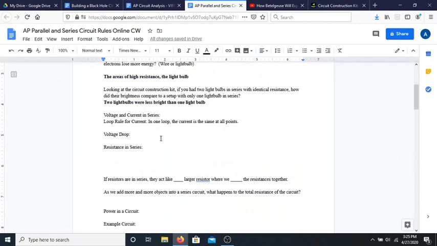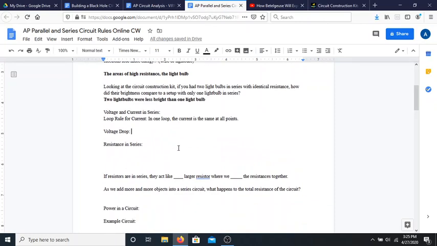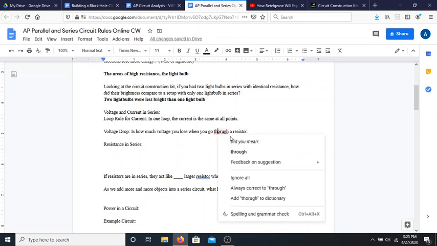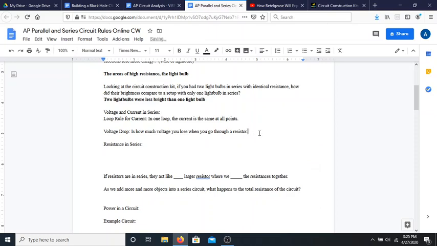All right. So what that means is we have something that's referred to as a voltage drop. In series, the voltage drop is how much voltage you lose when you go through something. So it's how much voltage you lose when you go through a resistor. As you go through resistors or light bulbs, whatever, in series, you lose some voltage. But that all has to add up so that it equals whatever the voltage of the battery was when all is said and done.